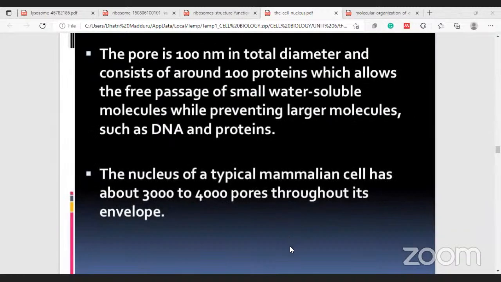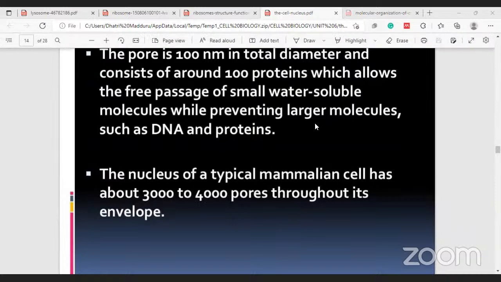So the pore is 100 nanometers in diameter and around 100 proteins allow the free passage of small water-soluble molecules, but prevent larger molecules such as DNA and larger proteins from going through. The nucleus of typical mammalian cells has 3000 to 4000 pores throughout the envelope.